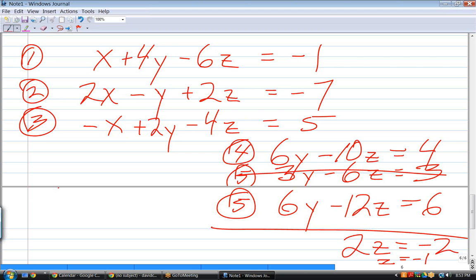Yeah, and the whole key is producing equations 4 and 5 that are both missing the same variable. In other words, you don't want to eliminate x for equation 4 and then eliminate y for equation 5. That won't help you. If my equation 5 had an x and a z, I wouldn't be able to solve it. Then I would have 3 variables and 2 equations. So I have to make sure I have the same 2 variables in equations 4 and 5, and the only way I can do that is to eliminate the same variable when I produce 4 and 5.